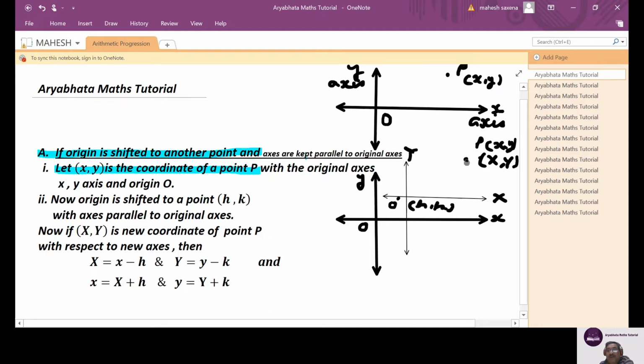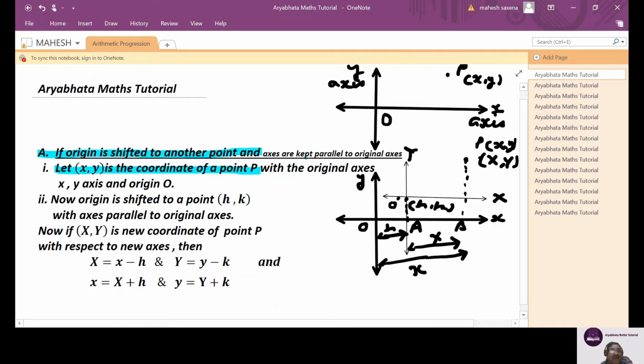Now draw perpendiculars from P and O dash to the x-axis and let them intersect the x-axis at A and B. Therefore OA is equal to h, and as capital X, capital Y are the coordinates per the new axes, AB will be capital X. But as small x, y are the coordinates of the point P considering x and y as the axes, distance OB will be small x.